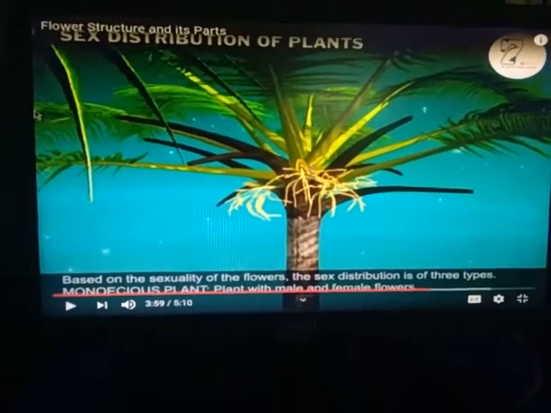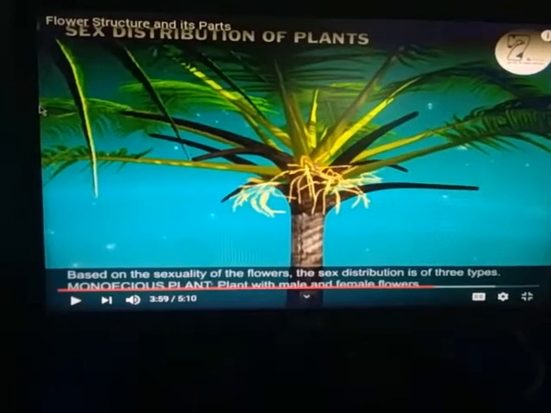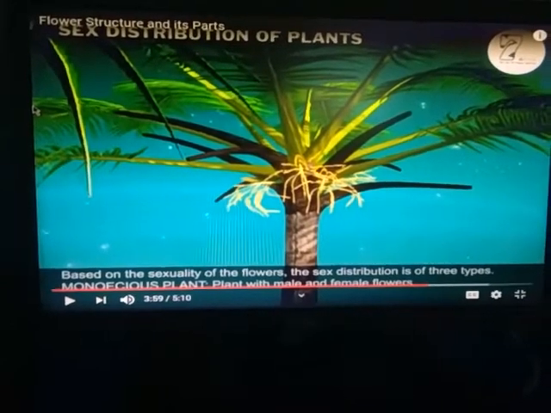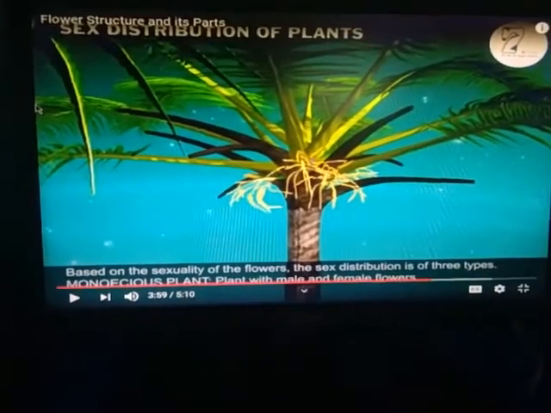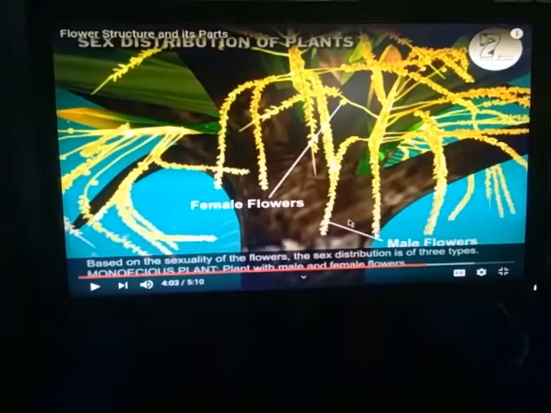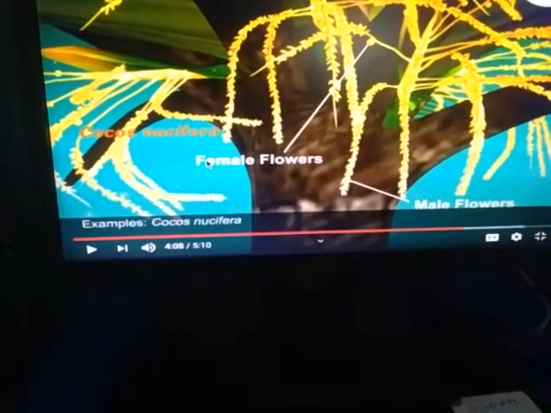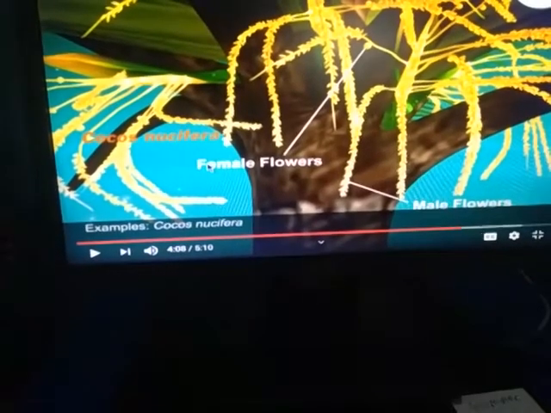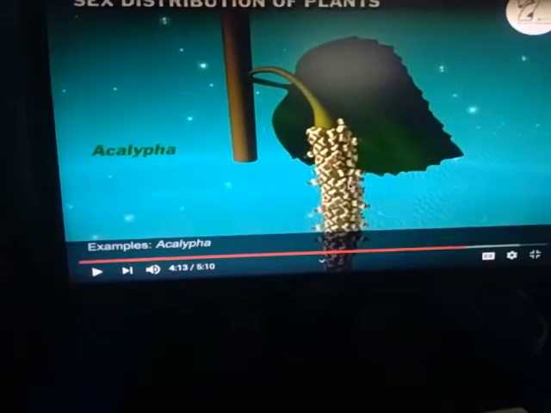Sex distribution of plant. Based on the sexuality of flower, the sex distribution is of three types. Monoecious plant: a plant with male and female flowers is called a monoecious plant. An example of a monoecious plant is Cocos nucifera. The second example is Acalypha.